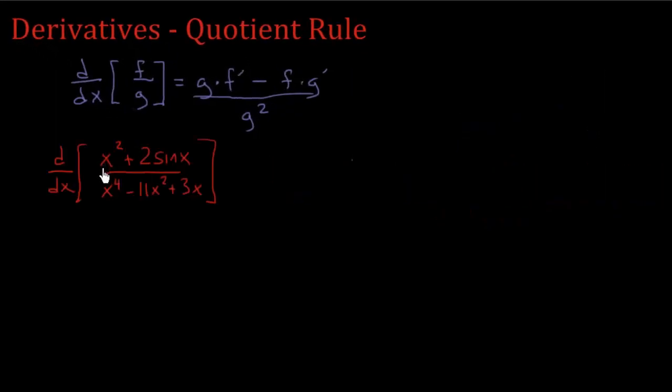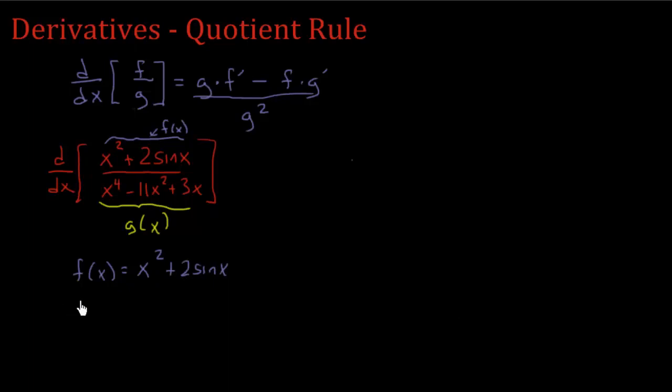Okay, in this example, I have the quotient x squared plus 2 sine x all over x to the fourth minus 11x squared plus 3x. So identify which one you want to call f. I'm going to call the top one here f of x, and then I'm going to call the bottom one g of x. And like the product rule, what I do is I go down below the problem and write down what f of x is, which is x squared plus 2 sine x. And then I immediately follow that up by finding the derivative, because I'm going to have to use both of them eventually.